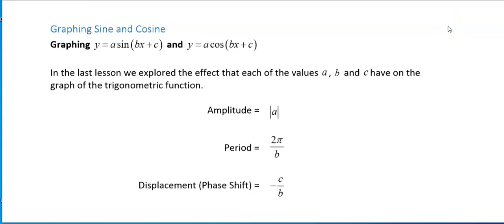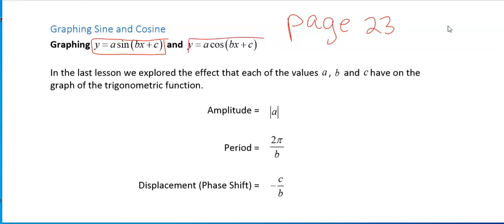This lesson begins on page 23 in your notes. And what we're going to be doing today is drawing the graphs of y equals a times the sine of bx plus c, and y equals a times the cosine of bx plus c. I think I'll do the first video with the sine graph, and I'll do another separate video with the cosine graph, rather than have a video that's too long.